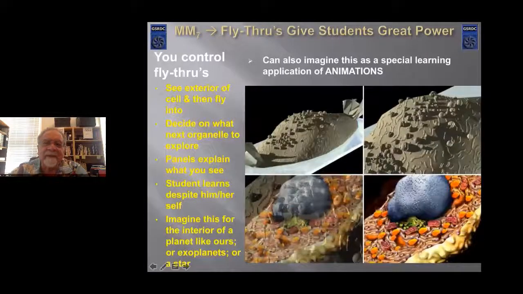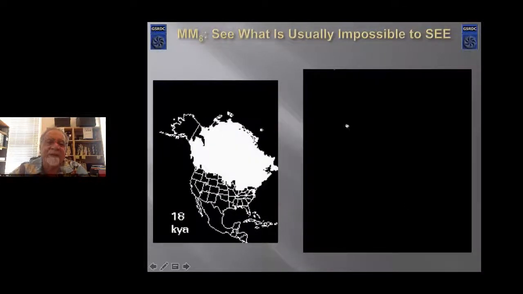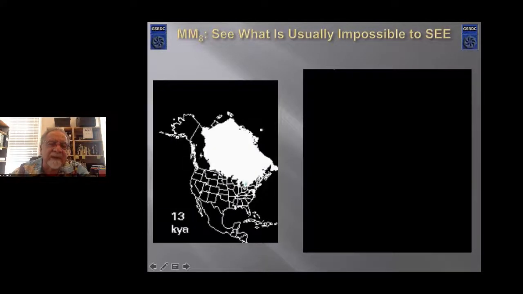Isn't that neat? Here's the fly-throughs. You're going into a cell and you could pick the mitochondria or you could pick the nucleus or the nuclear pore and get information on it. Fly-throughs. You could see what is impossible to see. Like, look at this one. It's 18,000 years ago, at the end of the Ice Age. But look at what happened. 13, 12, 11, 10, 8,000 years ago, much of the Ice Age had changed. And you can go backwards and forwards on that particular picture.